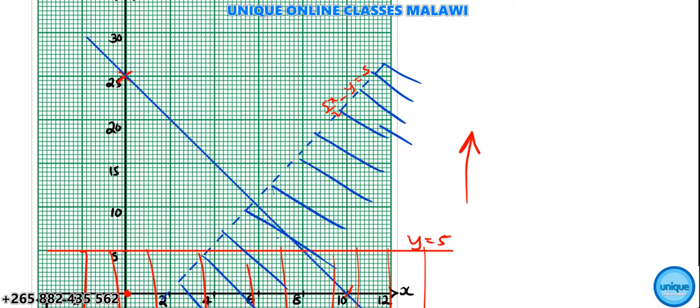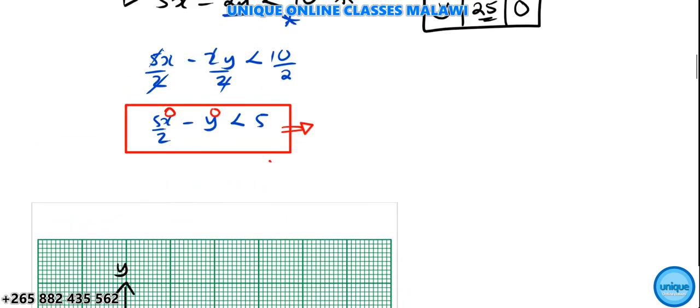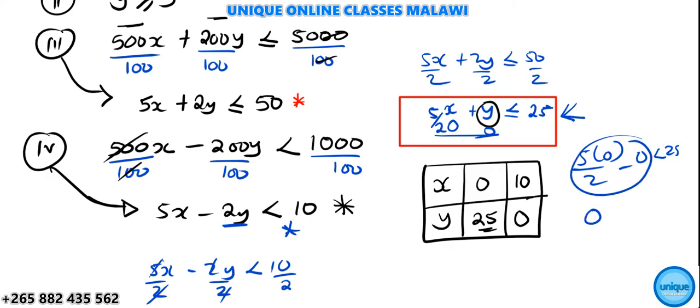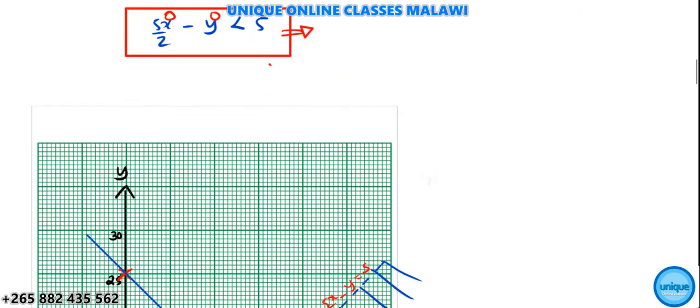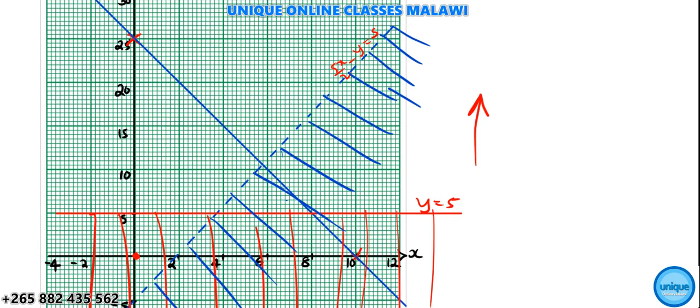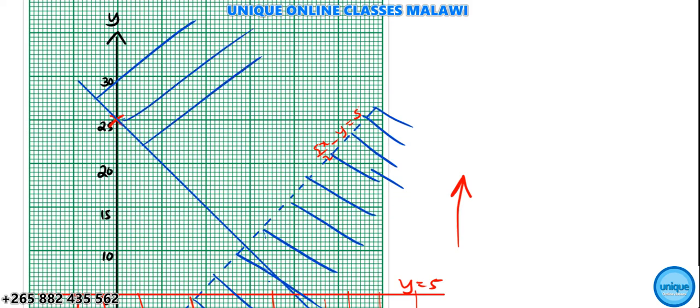Now this one is the solid line. Where am I? It's this one. So 0, 0, we take x as 0, y as 0. Substituting 0 here and here, we get 5 times 0 over 2 minus 0, less than or equal to 5. So 0 is less than or equal to 5. This is true, and 0, 0 is on this side here, so we are not going to shade this side. Therefore, we are going to shade this side here. So we are shading that side.